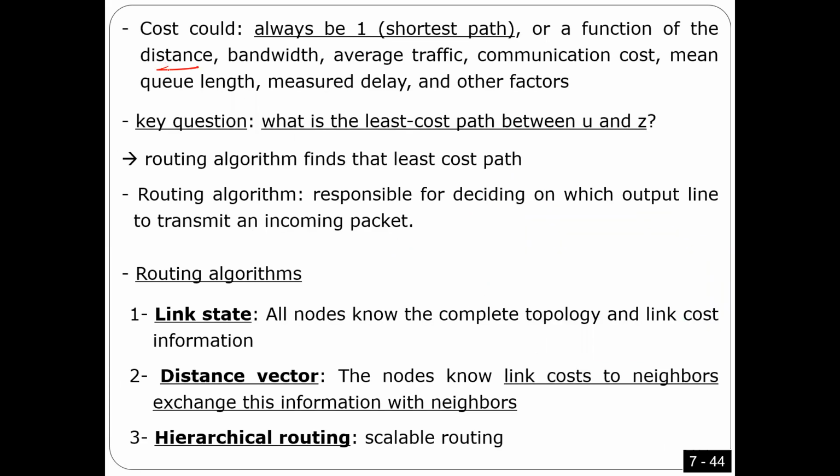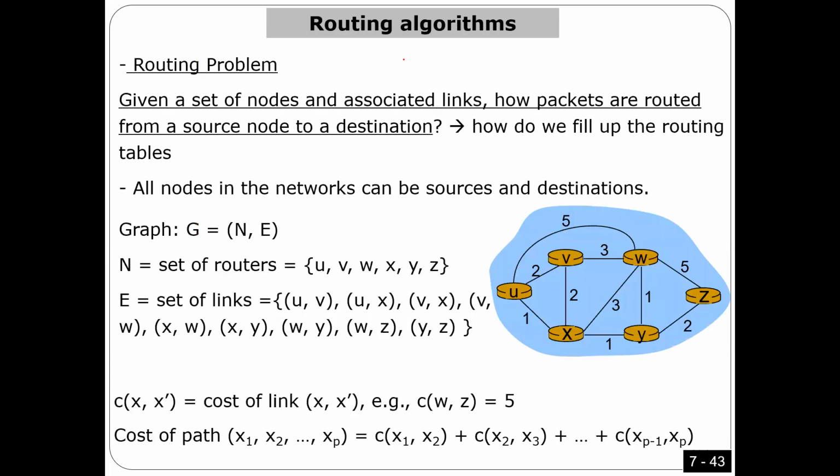So it's going to be distance. It can be a delay. It can be average traffic and so on. It can be security. For example, here I trust this node more than this node. It's up to you how to define it.